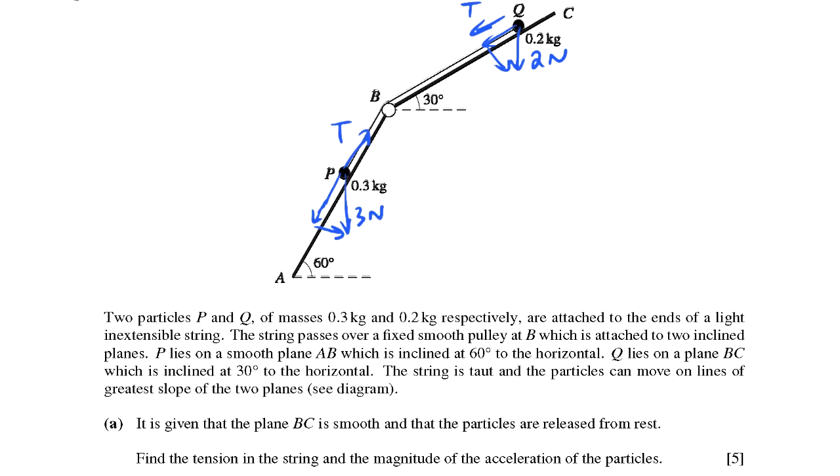So if we look at the 3 newtons, we know that 60 degrees is also there, and that means that the force down is going to be 3 sine 60. And the force up is the tension. For the 0.2 kilograms, it's at 30 degrees. So 30 degrees is there, which means the component of the force going down the plane is 2 sine 30. And we have 2 forces going down for Q, T and 2 sine 30.